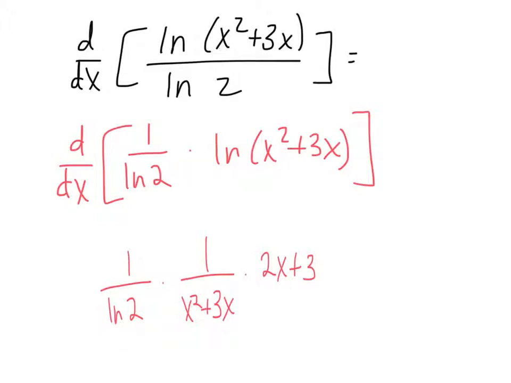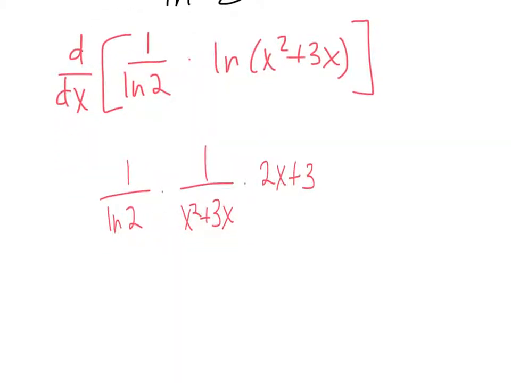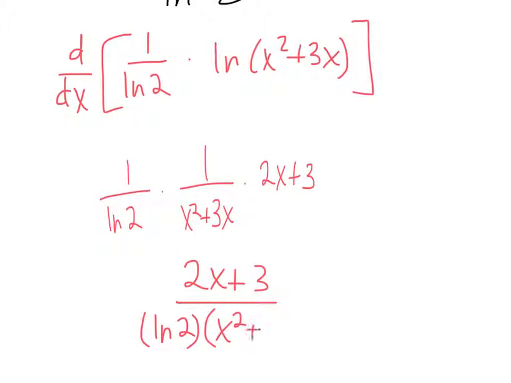Okay, and you could simplify this if you want to. Just bring everything together, and that's 2x plus 3 over natural log of 2 times x squared plus 3x. Okay? There's another way to do it though too.